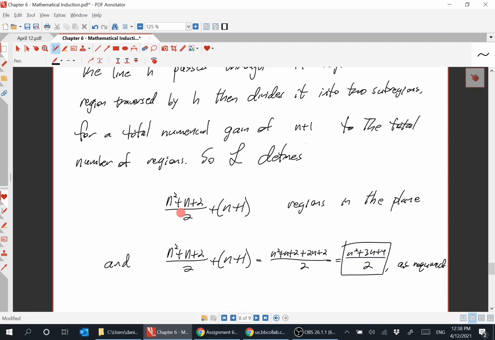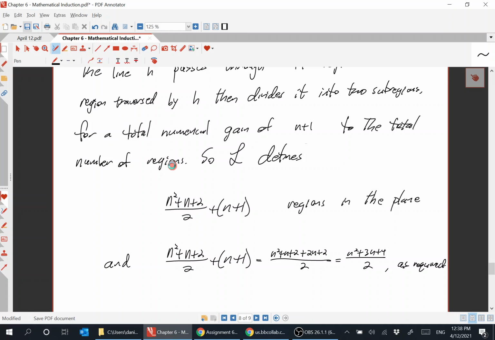So L defines this number plus this number of regions. We had this many before, and then we gained a total numerical gain of this many regions. Add that together, and you get the number you want: n squared plus 3n plus 4 over 2.